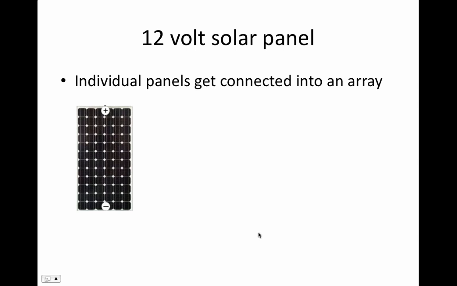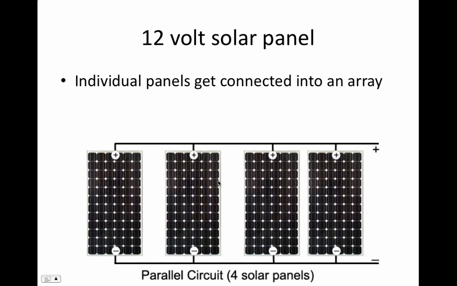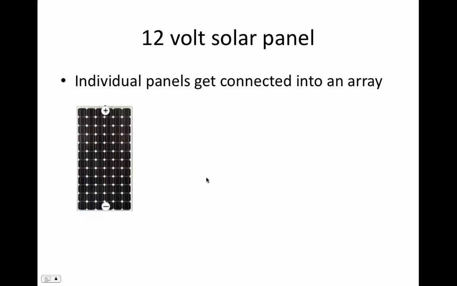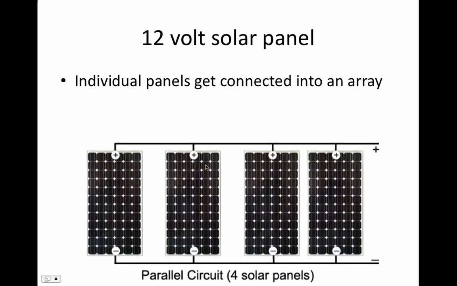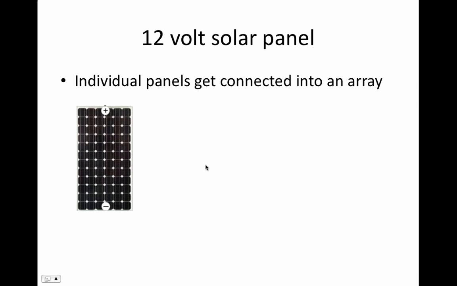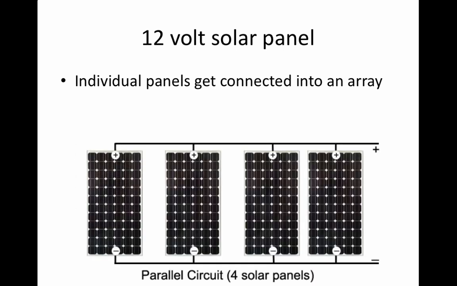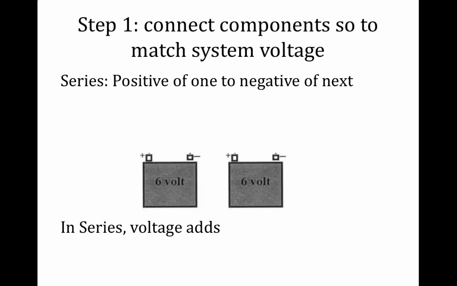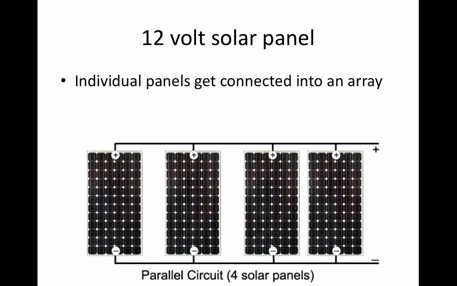For solar electric panels, we have the same kind of situation. Here's an individual panel, and it gets connected into an array. So here's a 12 volt solar panel, one solar panel, and then if you need more capacity, it needs to get connected into what's called an array. With batteries, you connect them together into a battery bank. With solar panels, you connect the panels together into an array.